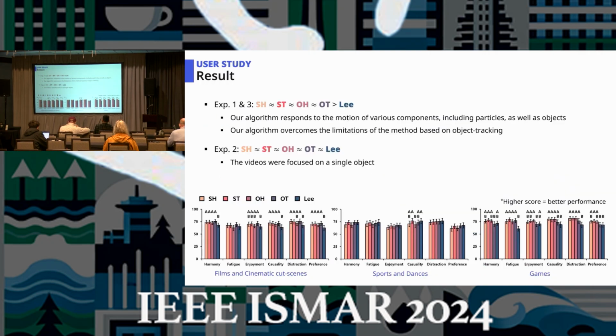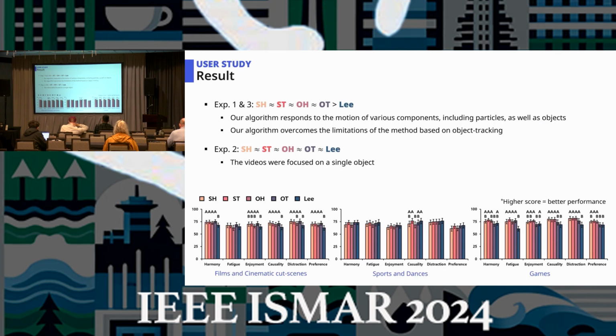In the first and third experiments, the 4 conditions of our algorithms were evaluated better than Lee's. This is because our algorithm generated motion effects that reacted to the movement of particles, as well as the movement of objects, which allowed for richer effects. In addition, we could find that our algorithm even complemented the limitations of methods based on object tracking.